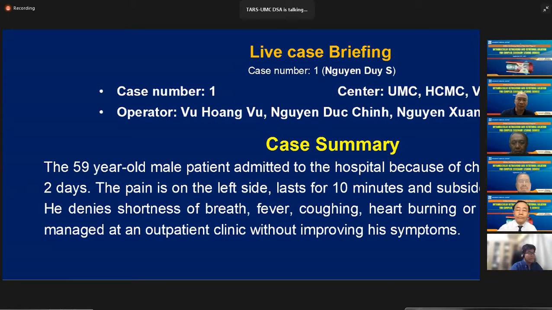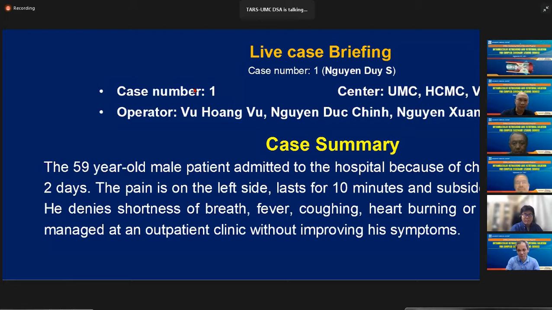Good afternoon, everyone. I'm Dr. Vinh from UMC. Today I would like to share with you a case. This is a 59 year old male. He was admitted to the hospital because of chest pain for 2 days. The pain is on the left side, lasts for 10 minutes and subsides. He denied shortness of breath, fever, coughing, and heart pounding. He was managed at the outpatient clinic without improvement of his symptoms.